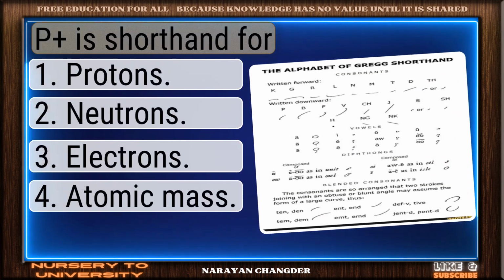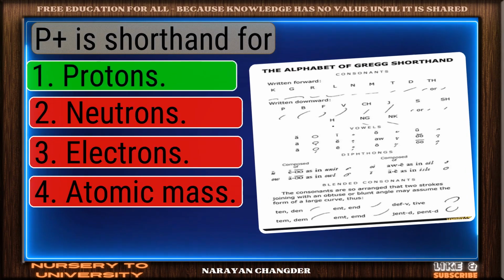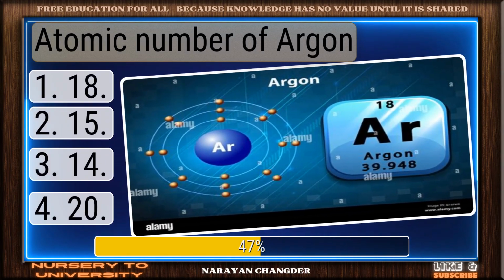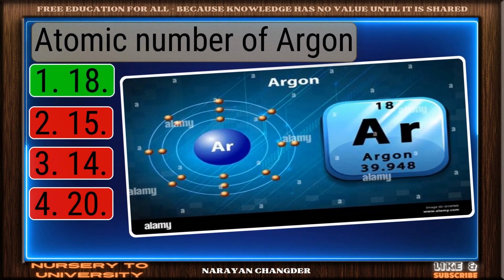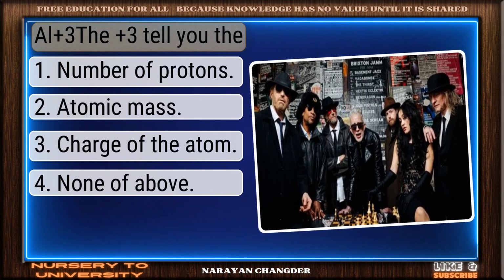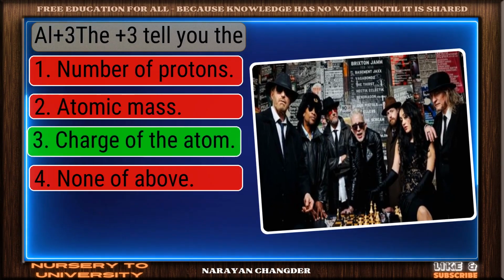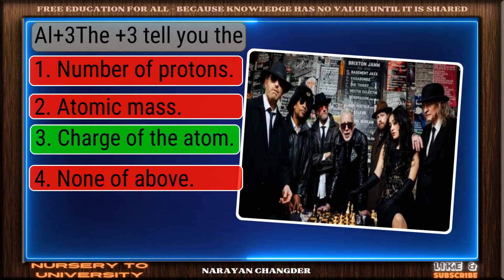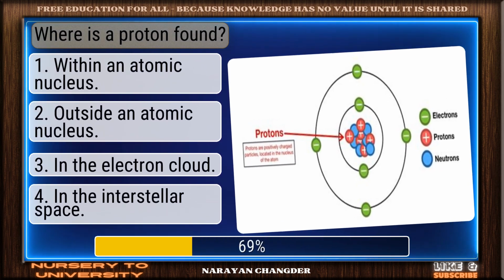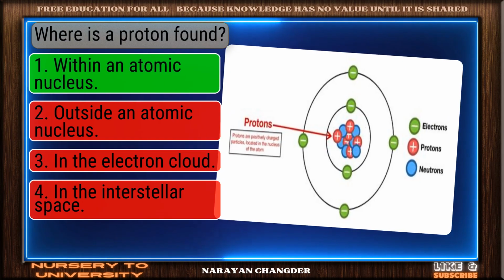P plus is shorthand for. Excellent. Protons is a brilliant choice. Atomic number of argon. Great thinking. 18 is the right choice. Al plus 3 tells you the... Bravo. Charge of the atom is the answer. Where is a proton found? You chose within an atomic nucleus, and it is correct.